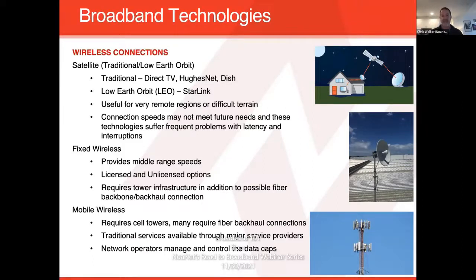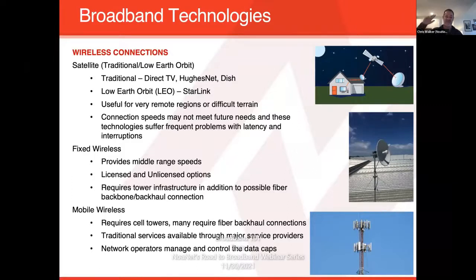That's fixed. It can be licensed, it can be unlicensed, meaning that the spectrum is either paid for and you own it, licensed, or you don't pay for it and others within your general vicinity could be utilizing it as well, and there needs to be some coordination. Nonetheless, the way I like to think about fixed wireless is you've got two systems and they don't move, as compared to satellite.